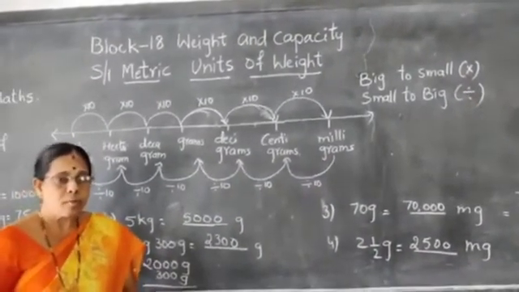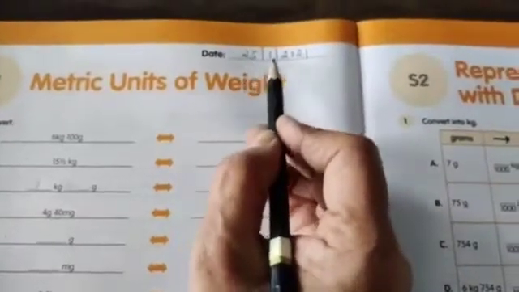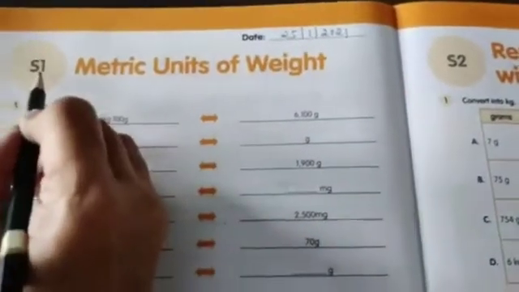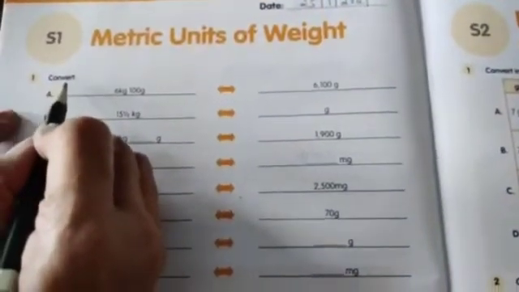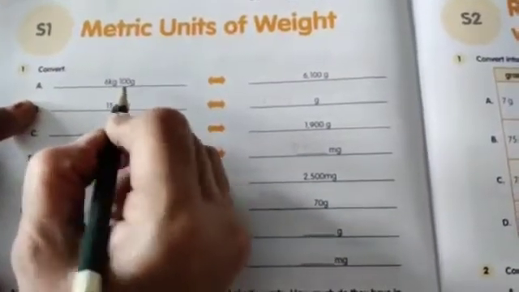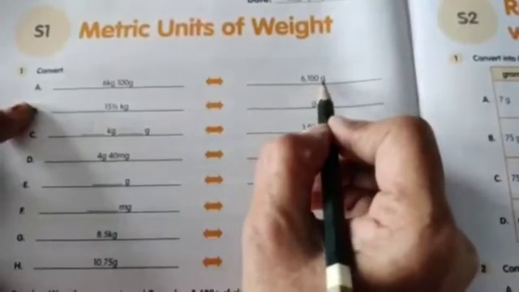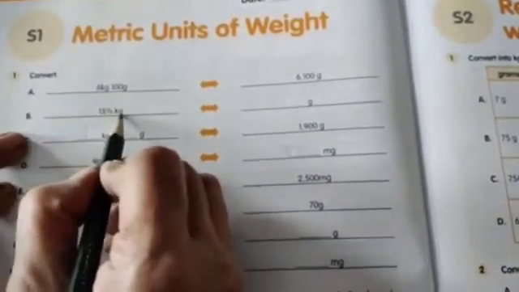Now open your workbook. Now we will do workbook sums. Write date 25/1/2021. S1 metric units of weight. First question, convert. A bit, 6 kg 100 grams. That is 6100 grams.